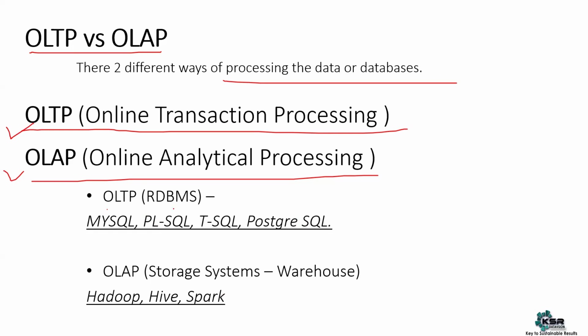I might have given some examples here. OLTP contains RDBMS, which is nothing but your relational database management system. And OLAP is nothing but your warehouse or big data. Hadoop is big data, Hive is big data, Spark is big data. These are all big data options available.